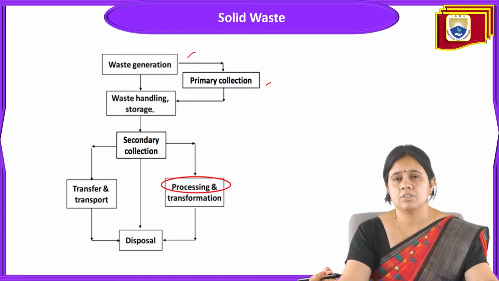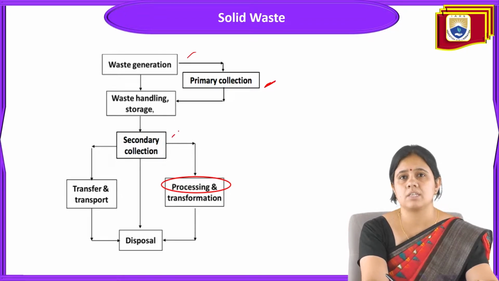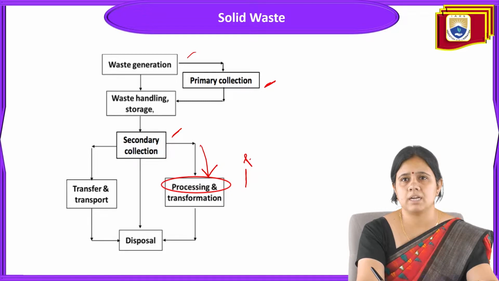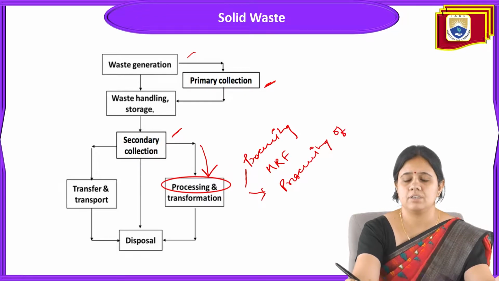we have already covered the primary collection and secondary collection methods. After the secondary collection method, this step comes, that is processing and transformation of waste. We have already covered the processing part, that is MRF sites and the MRF techniques, and whatever techniques are followed in these MRF facilities. And next is the processing of dry waste. So today we will discuss the processing of dry waste, like recycling.